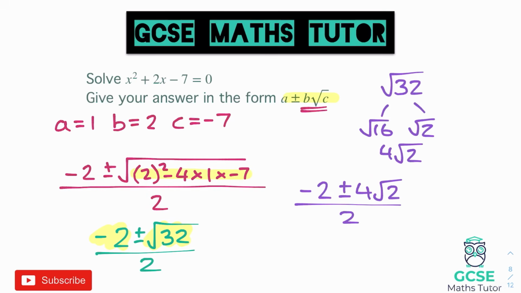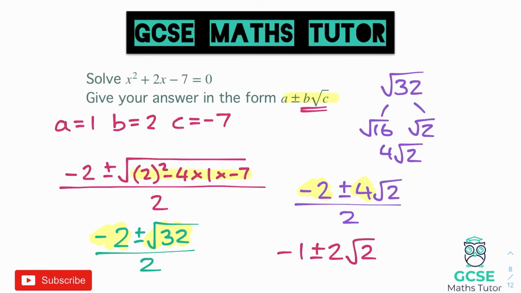Now you can see the negative 2 divides by 2, and also the 4 divides by 2. The root itself won't divide down, obviously, numbers divide numbers and only surds divide other surds, but we can simplify this down now. All we need to do is divide both of those by 2, and we'll have our final answer. So negative 2 divided by 2 is negative 1, and then we've got plus and minus. The 4 divided by 2 is 2, and then the root 2. So we have negative 1 plus and minus 2 root 2. So in terms of our format up there, a is negative 1, b is 2, and c is also 2.